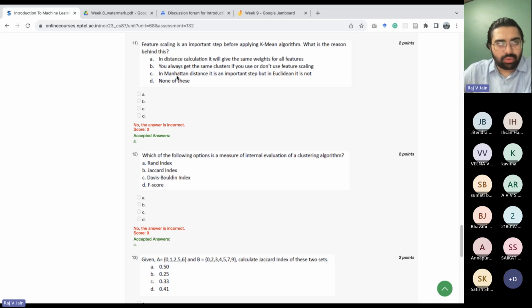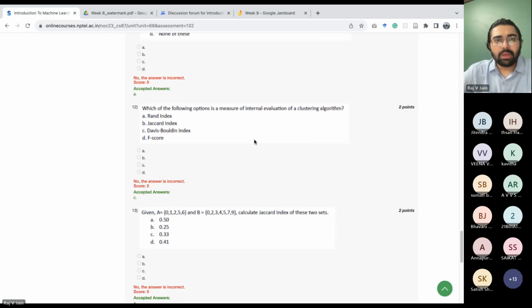And B is not true, C is not true. Then which of the following. In the lecture slides also, RAND index, Jaccard index, and F score are all external evaluation measures.